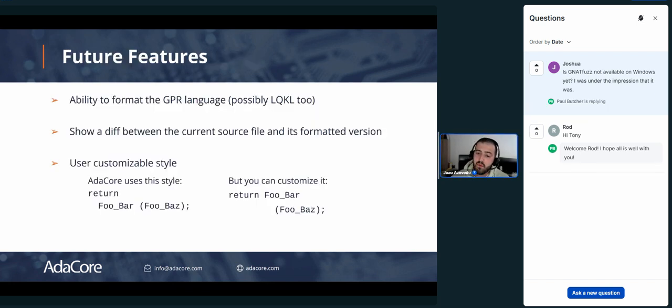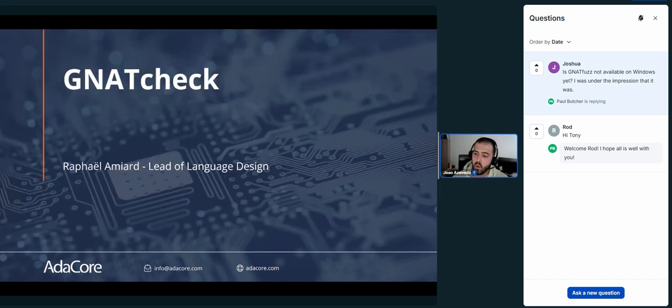The 25 release of GNAT Format was a beta release. For its first non-beta release, here are some of the additional features that we plan to add: the ability to format GPR sources, and showing a diff between the current source file and its formatted version. And because we know that each of you might have slightly different tastes when it comes to style, the ability to customize it completely. That's all I have for GNAT Format. And now back to Rafael, who will present GNAT Check from our static analysis suite.